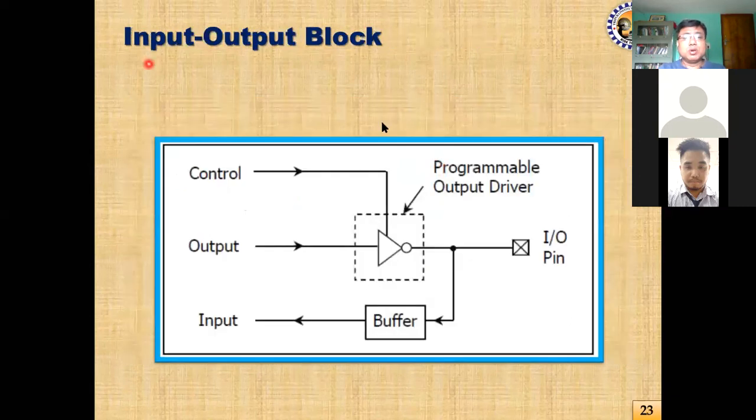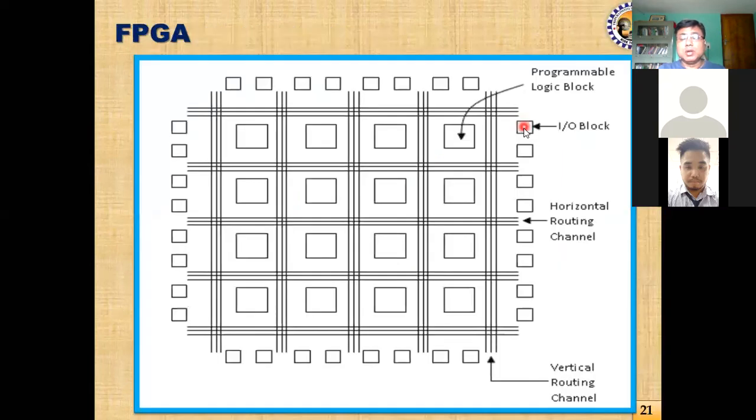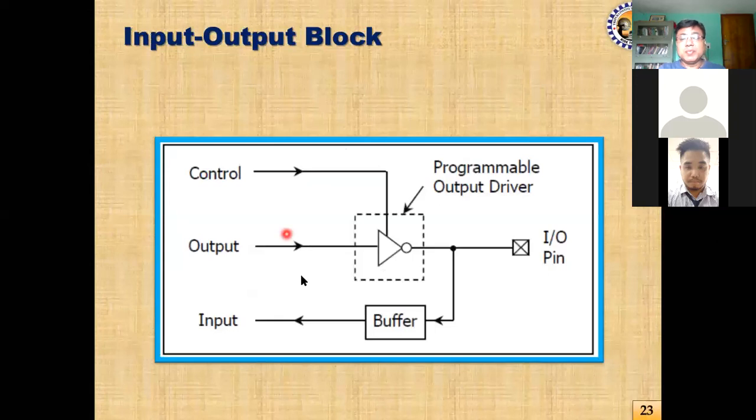Next is the input-output block. In this diagram, we have seen the I/O block. Next, I am going to describe the structure inside the I/O block in this slide. You can see that this is the entire I/O block. The I/O block consists of this portion as well as the I/O pins.